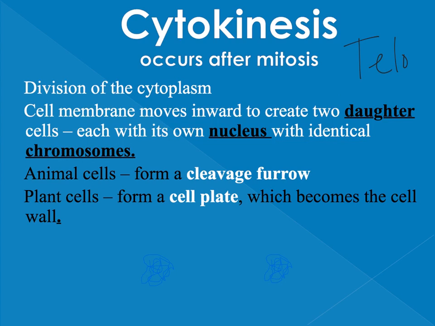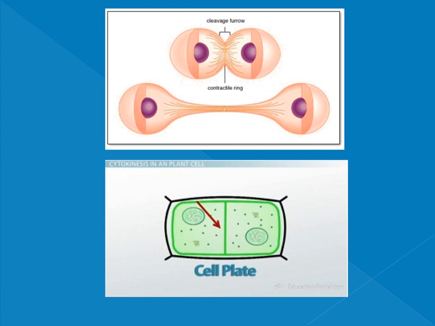The way each cell divides its cytoplasm is different. In an animal cell, it's going to form a cleavage furrow, and in a plant cell, it's going to form a cell plate, which will then become the new cell wall. So this top picture is the animal cell, and you can see this is telophase. And in order to divide the cell into two, we're going to form this cleavage furrow. So the cell membrane actually pinches in, and eventually will snap, and then we'll have two new cells.